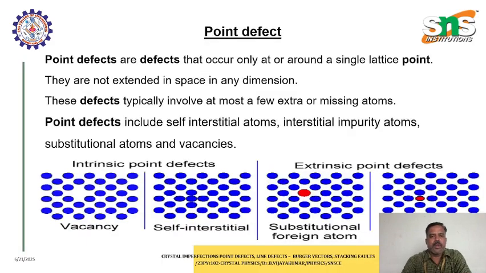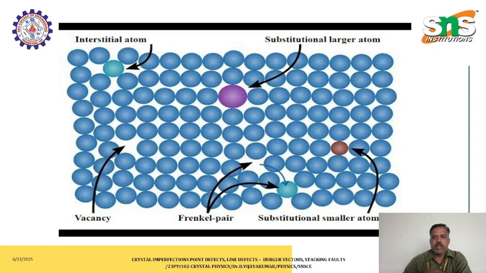Point defects are defects that occur only at or around a single lattice point. They are not extended in space in any dimension. These defects typically involve at most a few extra or missing atoms. Point defects include self-interstitial atom, interstitial impurity atom, substitutional atom, and vacancies. This picture clearly explains vacancy, self-interstitial, substitutional foreign atom, and interstitial foreign atoms.